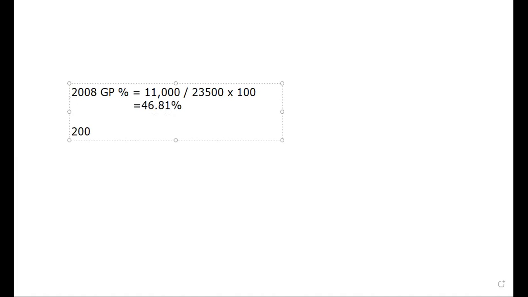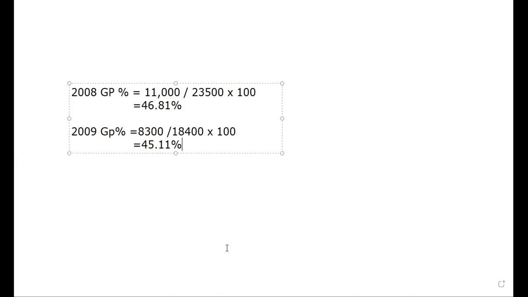In 2009, in the same way, we can find out the gross profit margin. The figures for 2009: their gross profit is 8,300 and turnover is 18,400. The gross profit is 8,300 divided by 18,400 multiplied by 100. That answer is 45.11. So clearly you can see that from 2008 to 2009 the gross profit margin has gone down.